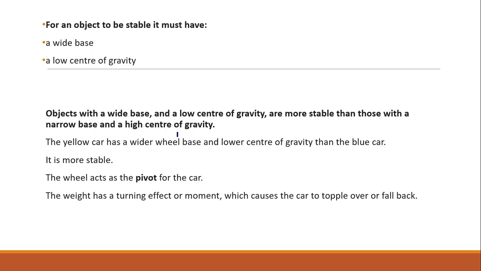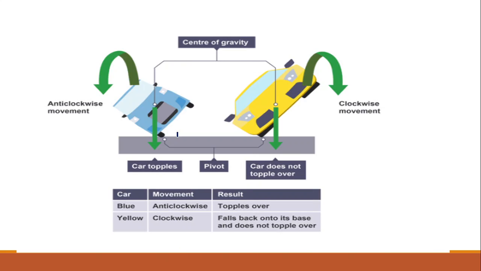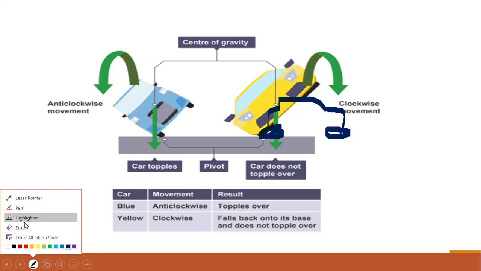The wheel acts as a pivot. The weight has a turning effect or moment which causes the car to topple. Now we're going to talk about the moments and how they work. The car does not topple over. It was initially like this: it had the first wheel, then the second wheel, and the car was just standing like this, and then it was pushed over, and it formed the shape that it has right now in the diagram.